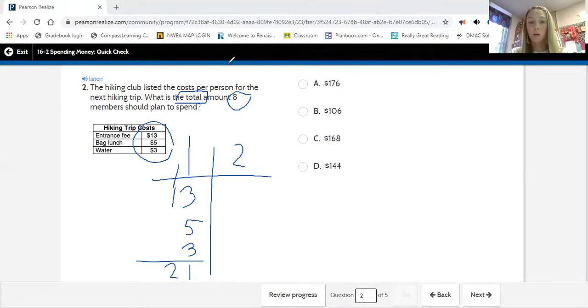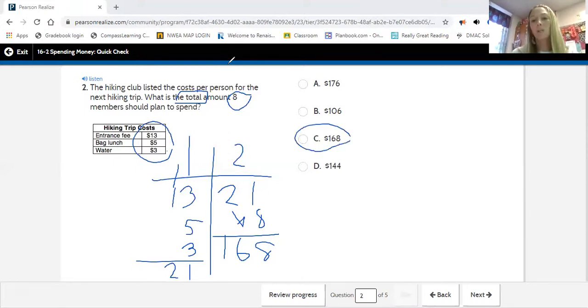Now the question is, what is the total amount 8 members would have to spend? So I've got 21 times 8. 1 times 8 is 8. 2 times 8 is 16. So for 8 people, it would cost $168.